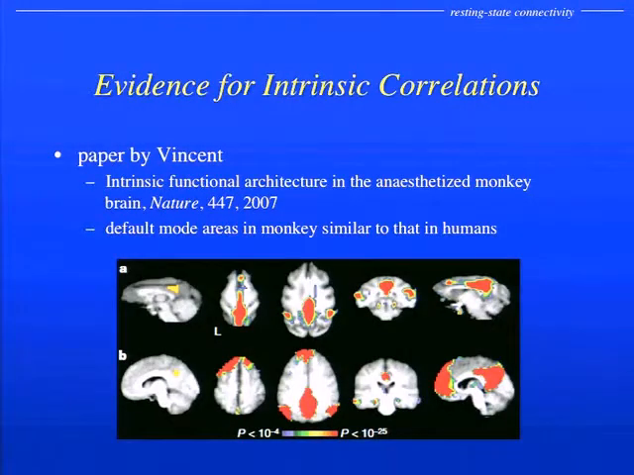Then they went on to talk about the default mode area, showing that some of the strongest connections are in the default mode area, and that the default mode area in the monkey is very similar to the default mode area in humans, which is what this panel shows here.